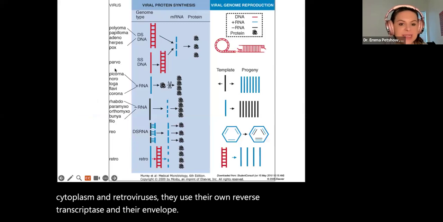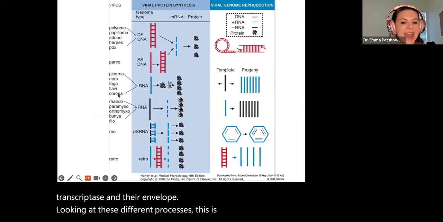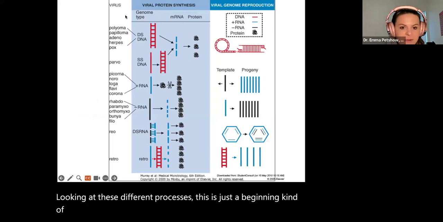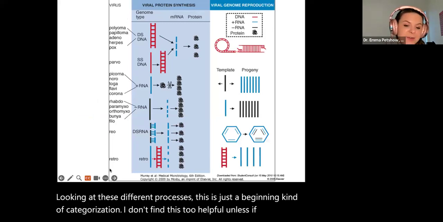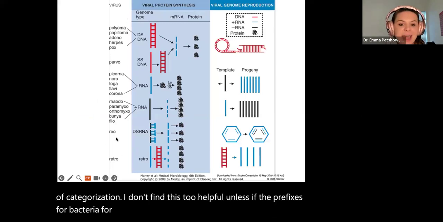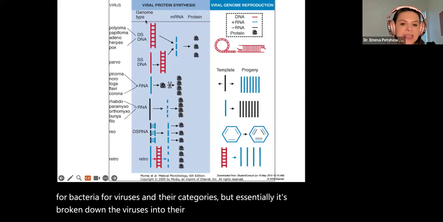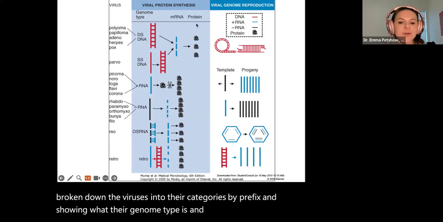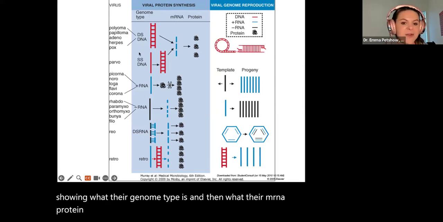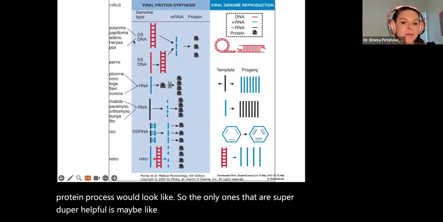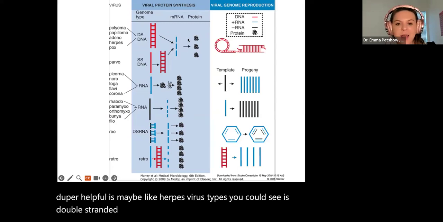Looking at these different processes, this is just a beginning categorization. I don't find this too helpful unless you know the prefixes for viruses and their categories, but essentially it breaks the viruses down into their categories by prefix and shows what their genome type is, and then what their mRNA to protein process would look like. The only ones that are super helpful are maybe herpes virus types, which you can see is double-stranded DNA, so then mRNA to protein.